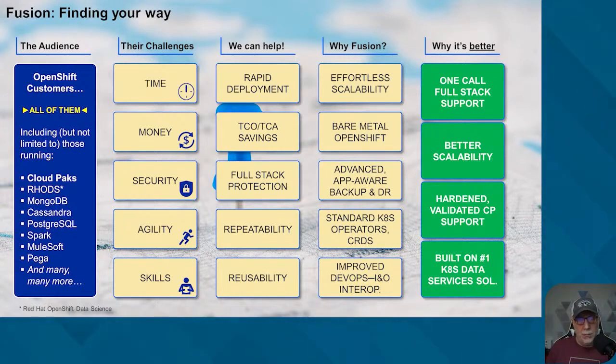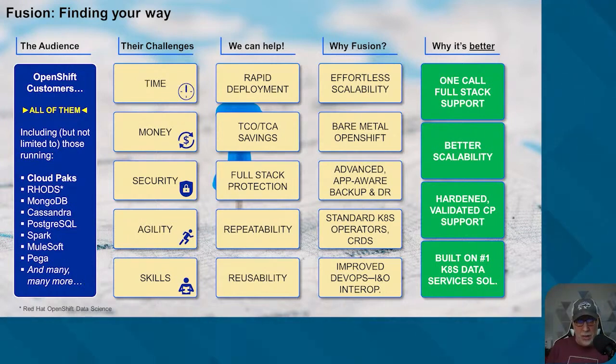They want to reduce the number of layers of abstraction in their infrastructure stack. Bare metal deployments of OpenShift are great for that, and this is a great way to get there. Great application-aware backup and recovery, all delivered as standard operators and custom resource definitions, so easy to consume by developers and CI/CD pipeline folks. And we think it's better than the competition for a bunch of reasons. Again, that one call full stack support model is great.